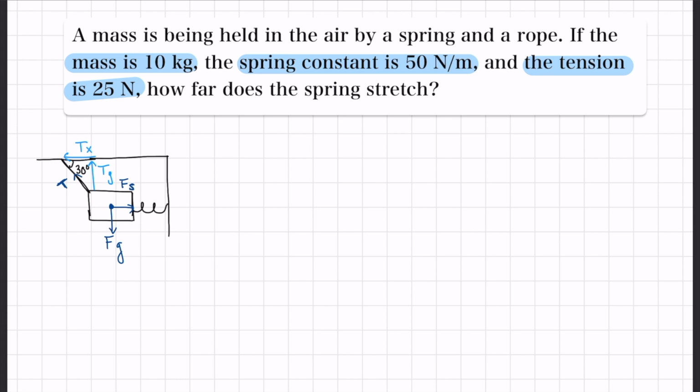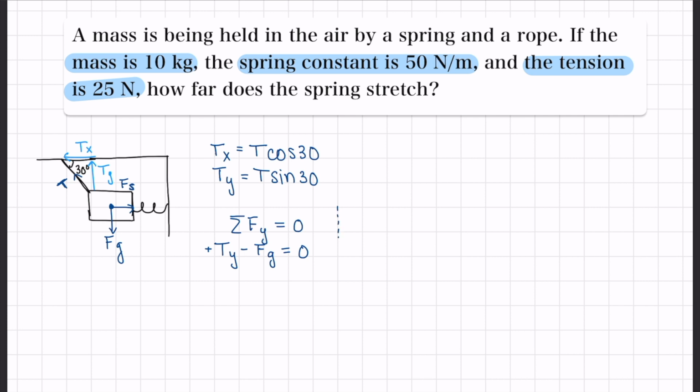Using our SOHCAHTOA, we can say that Tx is equal to T cosine 30 and Ty is T sine 30. Now we can set up our force equations. The sum of the forces in the y equals 0. For our vertical forces, we have a positive Ty minus Fg equals 0. Because we're only interested in the stretch of the spring, we actually don't need to set up the y forces, but it's always good practice to do that.